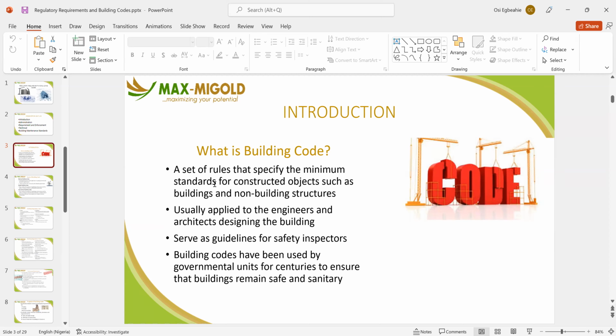Now you have building structures. We also have non-building structures, elements or things, maybe like a car, a fan, or some equipment that are not structures. They have codes that are guiding them, so that when you are building these things, there are minimum required standards that you are supposed to meet. You can go above it, but the minimum requirement is something that you must use. It is usually applied to engineers and architects designing the buildings.